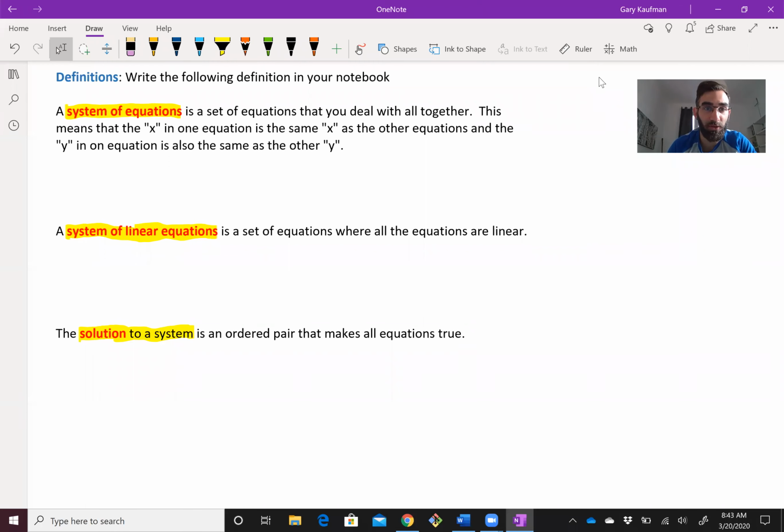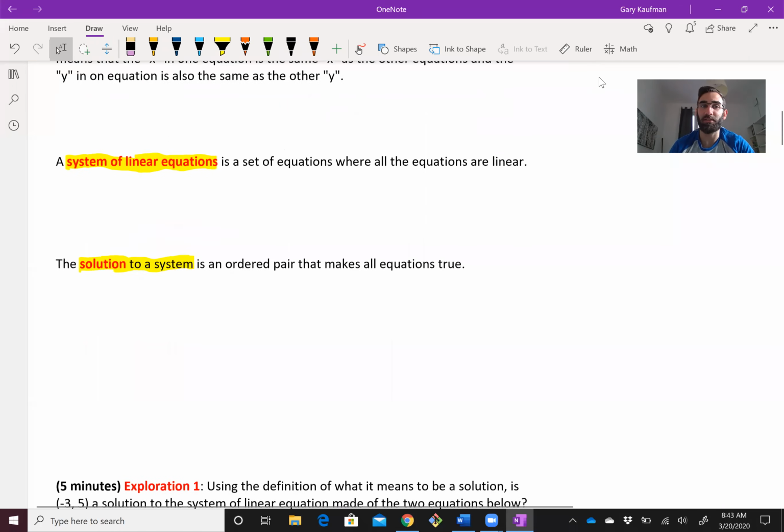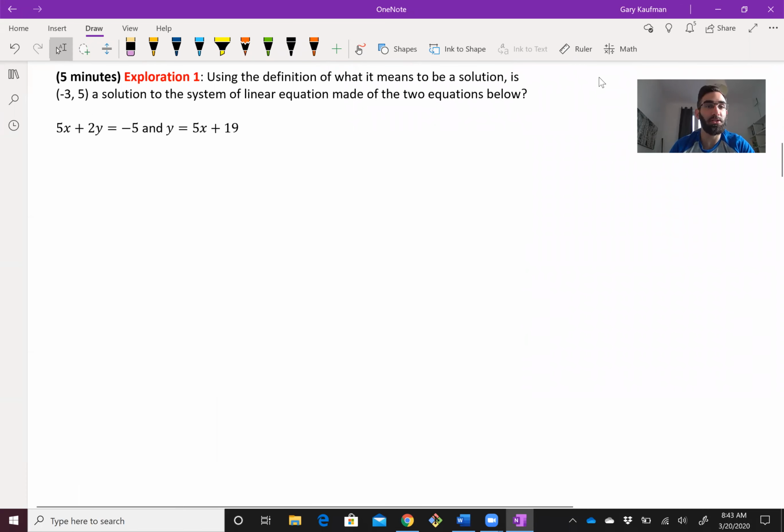Okay, so hopefully you have those written down. And now let's see if you can put them to practice. So here's your first exploration. I want you to take no more than 5 minutes. Using the definition of what it means to be a solution, is (-3, 5) a solution to the system of linear equations made of the two equations below? So you have 5x plus 2y equals -5 and y equals 5x plus 19. So give it a shot.